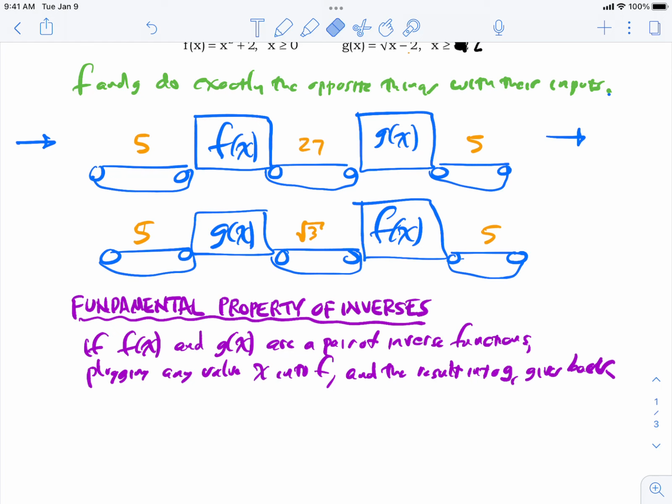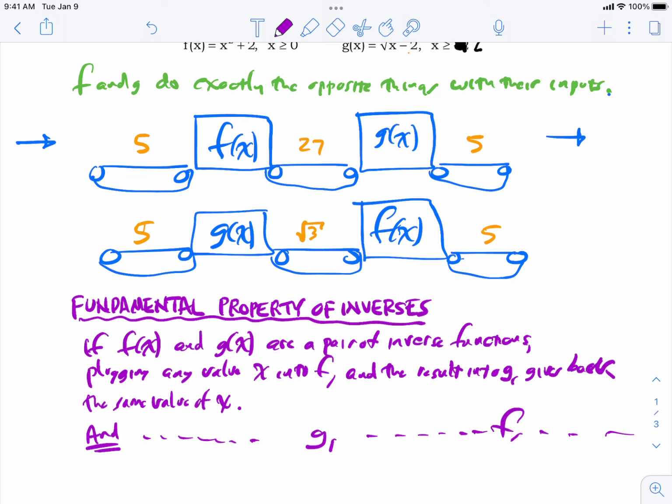I guess I don't quite have room to do it that way. This gives back the same value of x. And it has to work both ways. Plugging in the same value of x into g and then the result into f gives you back the same value. It has to work both ways.